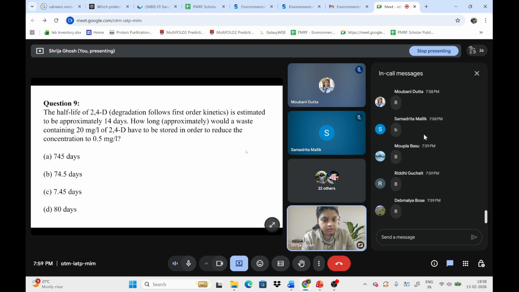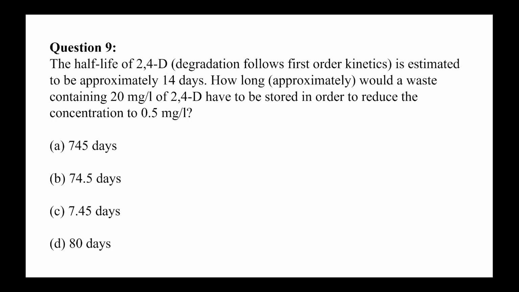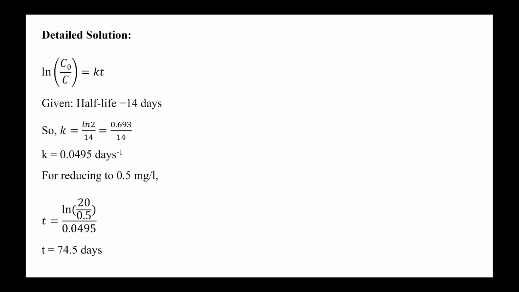Okay, I see many of you have answered option B. Let's see if that is the correct answer or not. 74.5 days. So that is the correct answer. It takes 74.5 days for it to reduce from 20 mg per liter to 0.5 mg per liter. So the solution is similar to the previous one.